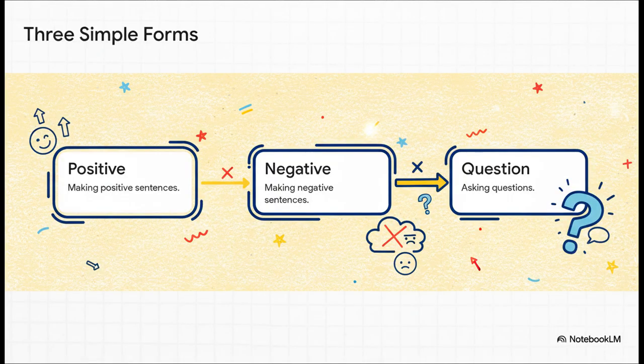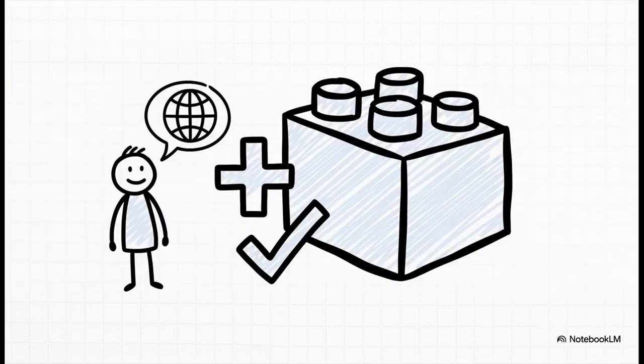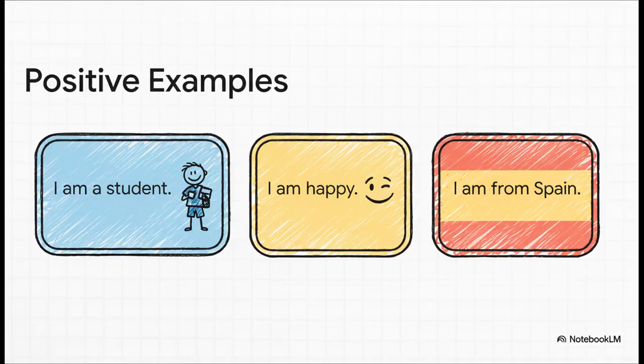Now, to make this even easier, we're going to break it down into three super simple forms. You've got the positive, which is for stating facts, the negative, for saying something isn't true, and the question form. The best part, once you get this pattern down, you can use it absolutely everywhere. First up, let's talk about the positive form. This is your basic building block. It's how you state a simple fact about yourself. For instance, I am a student, or I am happy, or maybe I am from Spain. You see that pattern? It's always I plus am, and then you just add the rest of your thought.